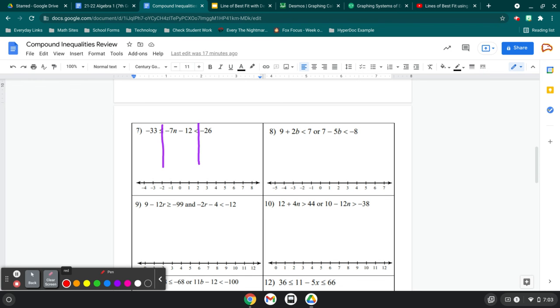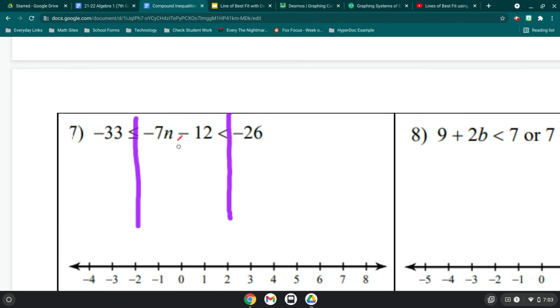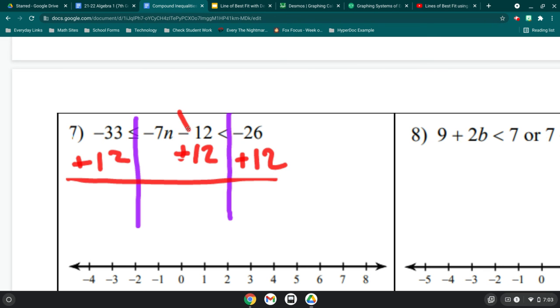Change the color again and zoom in. So the first thing you do to get n by itself would be to remove the constant. So we're going to add 12. You just have to add it everywhere. Cancels. Negative 7n is less than negative 14. Just using my integer rules. And over here, negative 21, 31, 32, 33. Yep. All right. And we're going to keep those inequality symbols.